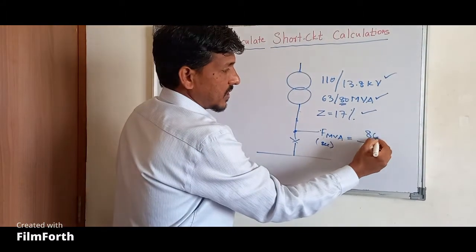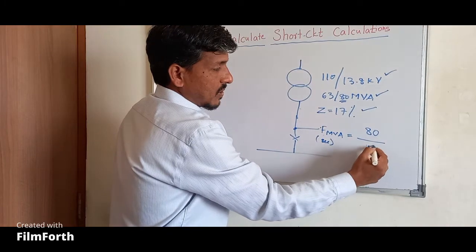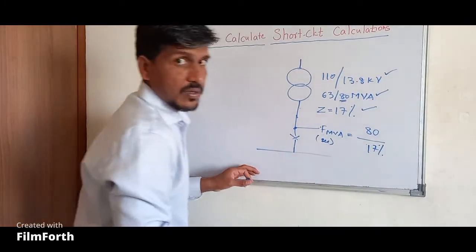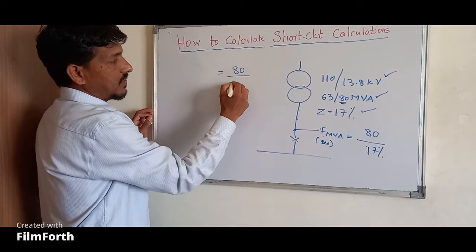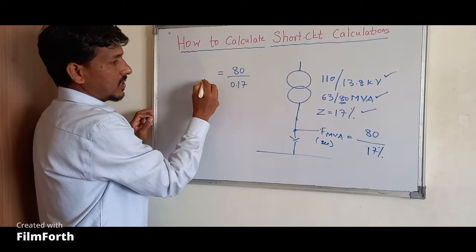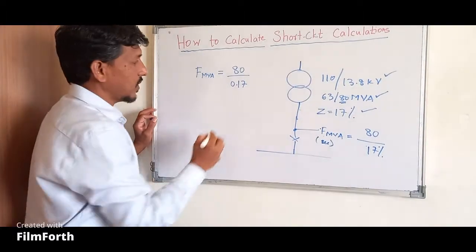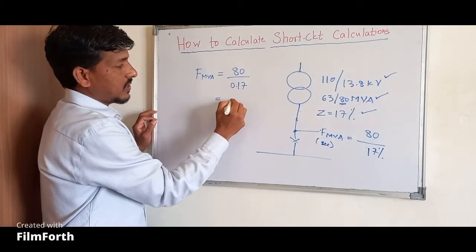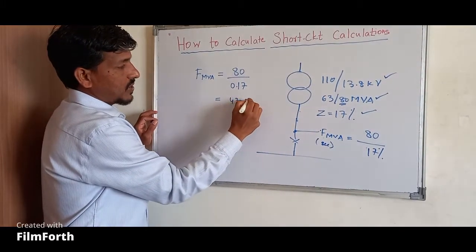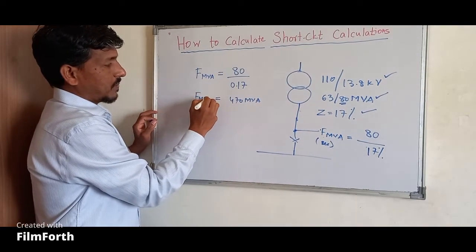So let's consider this 80 MVA divided by the percentage impedance, which is 17%. 80 divided by 17% is, that is 0.17. This is your FMVA, nothing but the fault MVA. So 80 divided by 0.17 will give around 470 MVA. So this is your fault MVA.